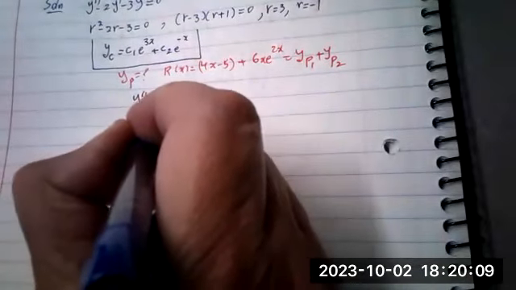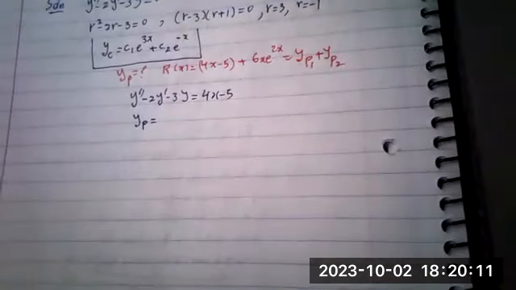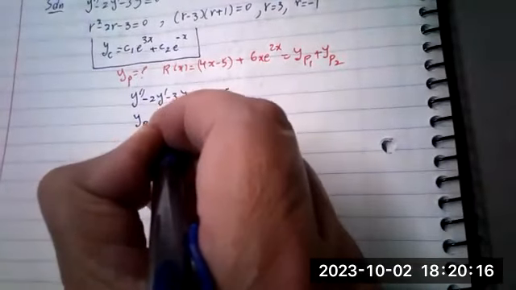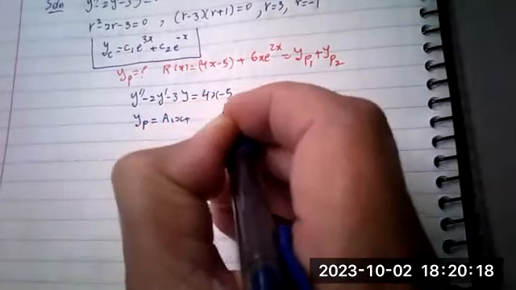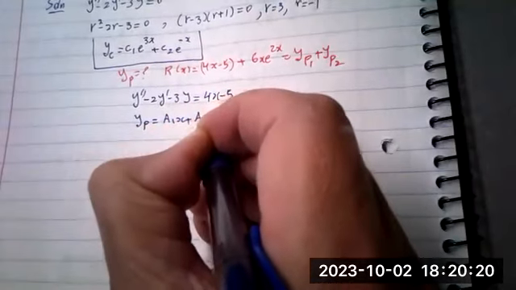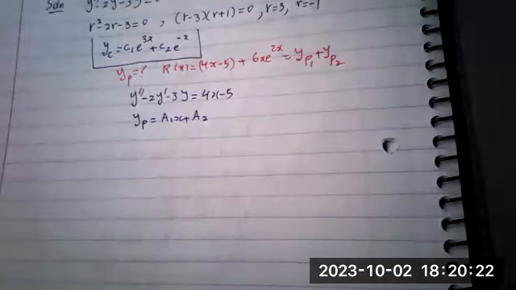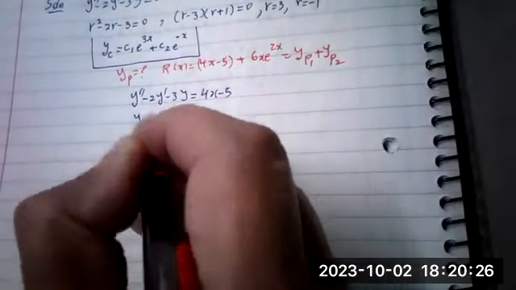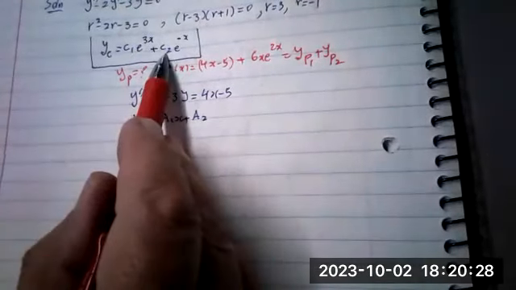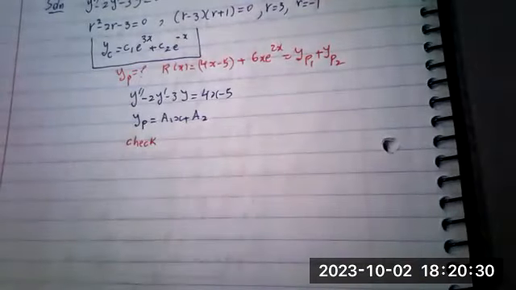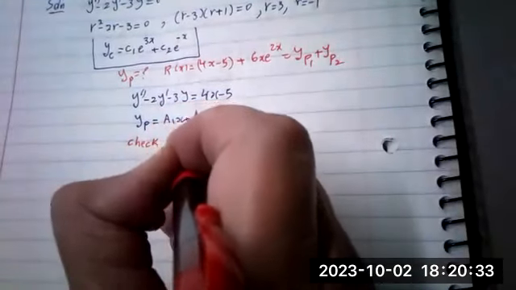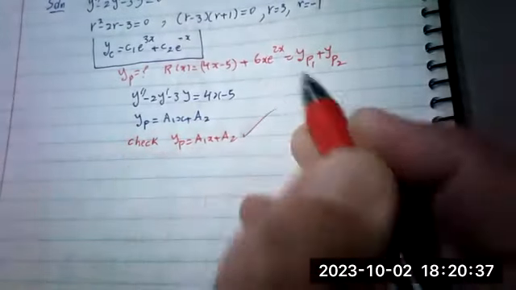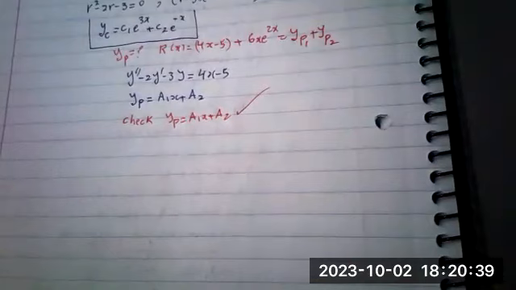Okay, it's a polynomial, so you need to change it to a polynomial of the first degree. So we get a1x plus a2. You check for the duplication. Okay, checking. You see, this is your yc. Nothing to do with this one. So there is no duplication. So yp would be a1x plus a2. So we can continue with this one. Any question?